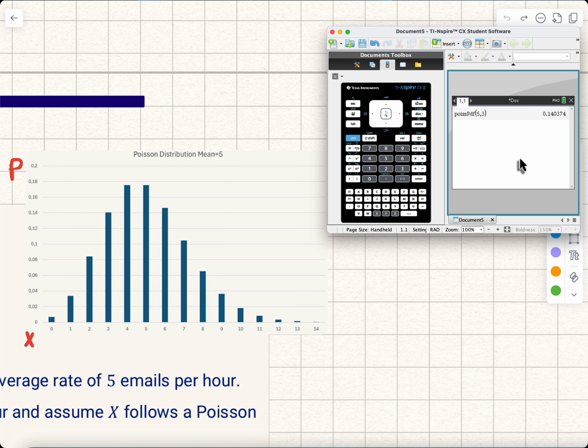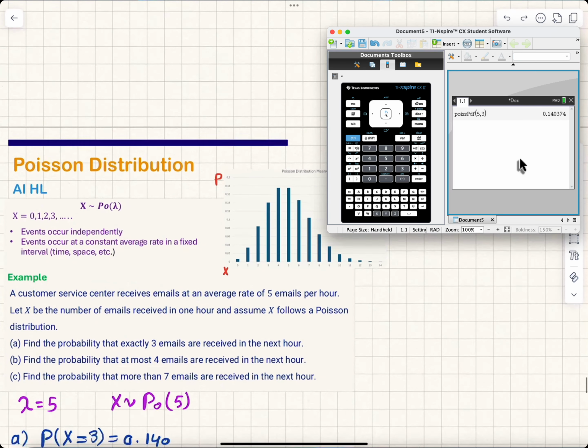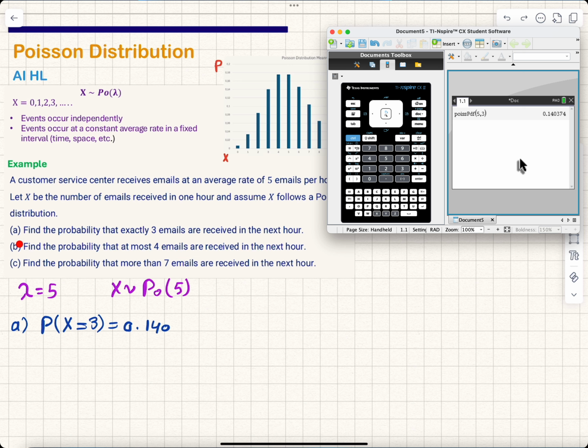So here, as you see, these are the values that x can take: 0, 1, 2, 3, all up to infinity, not only up to 40. But as you see, when x becomes a little bit large, then the probabilities will be very, very small, so that you can completely ignore them. They don't affect the answer. This will help us in questions B and C.